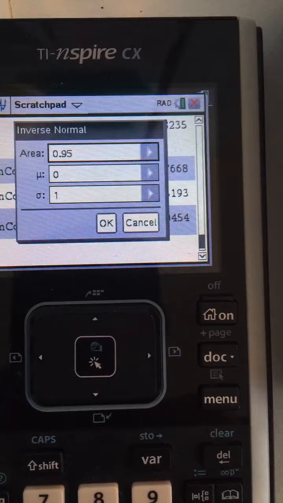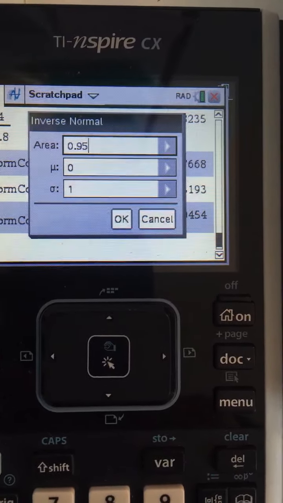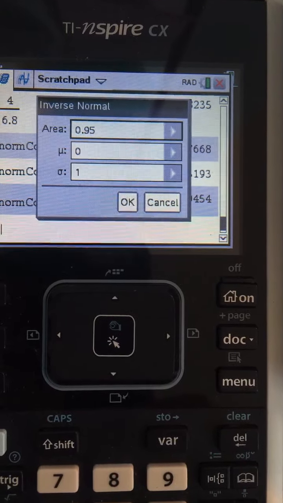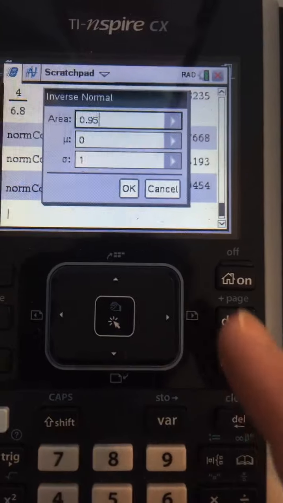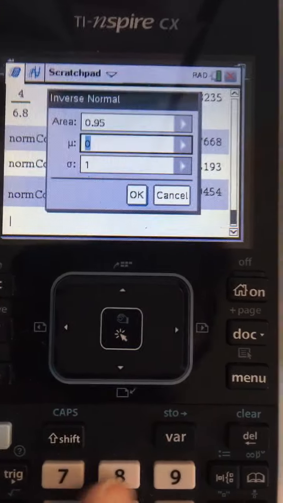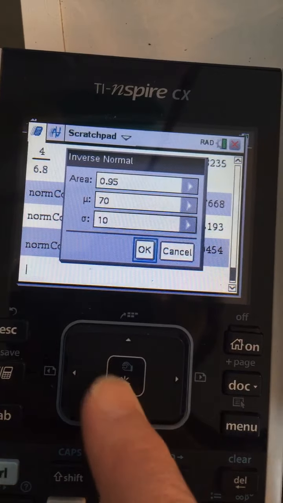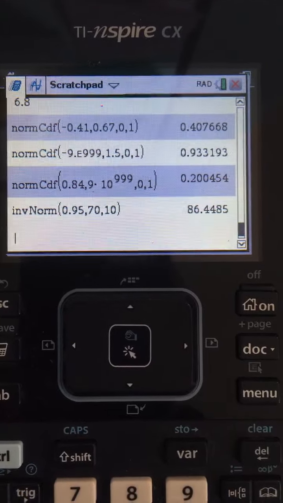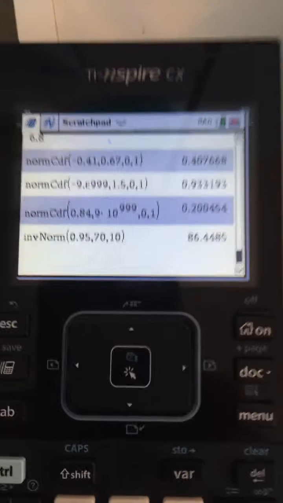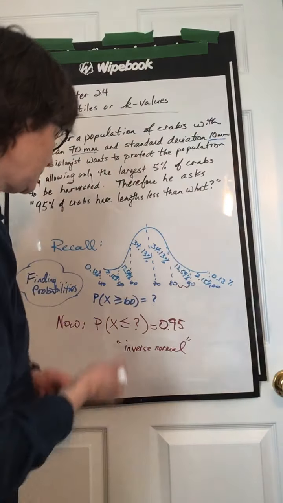Now, we can only do less thans from the calculator for this. So keep that in mind. We'll talk about that in subsequent videos. The mean was 70, the standard deviation was 10, and press OK. And 86.4 would be the answer. 86.4 would be the answer there.